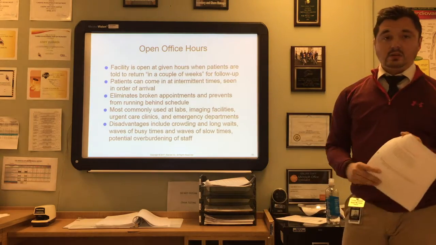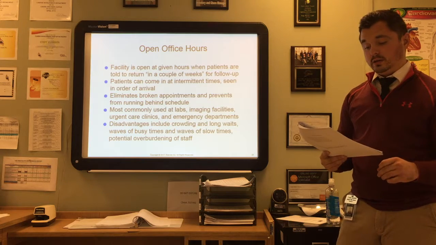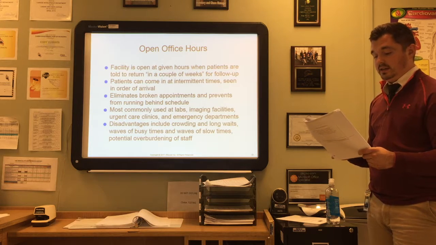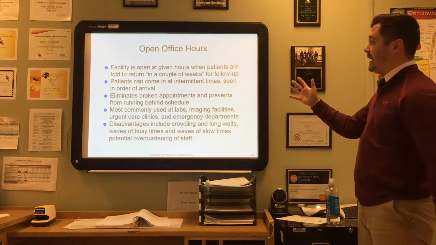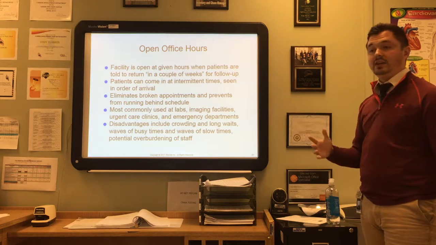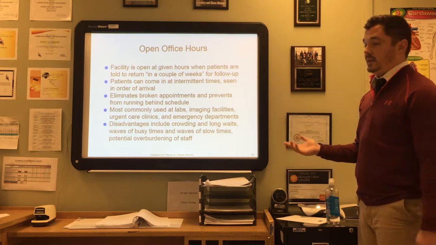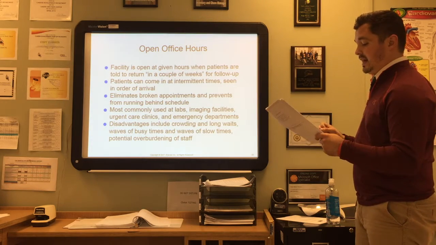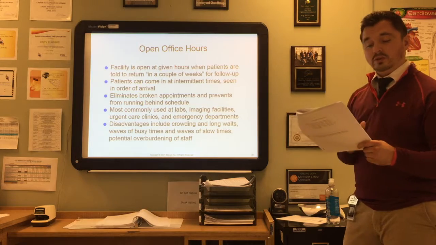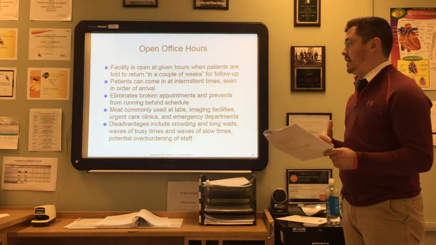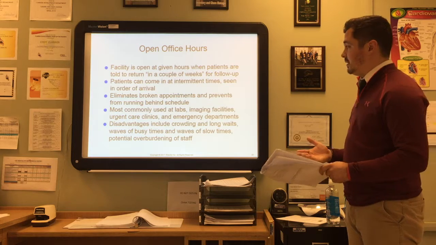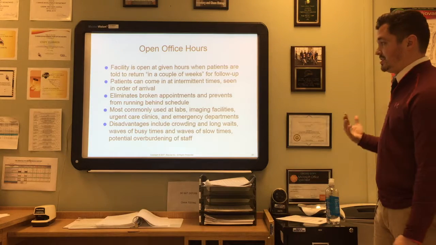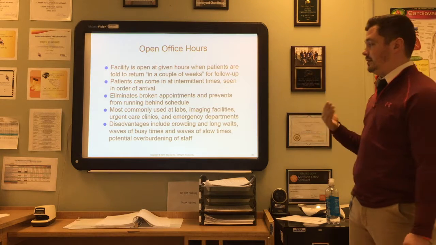Then you have open office hours, also known as tidal wave booking, okay? And this is important as well, okay? So this is basically the facility is open at given hours when patients are told to return in a couple weeks or to follow up. Okay, the patients can come in at intermittent times and be seen in order of arrival. Some will allow online or telephone check-in so that the patients can be notified when it is their turn. They can show up then, and that will help them from waiting all day long. So this eliminates broken appointments and prevents running behind schedule because there isn't a schedule. It's just first come, first serve, and then you go through the day as needed.